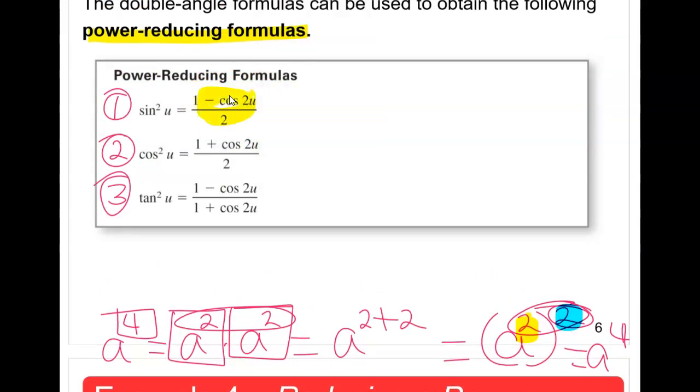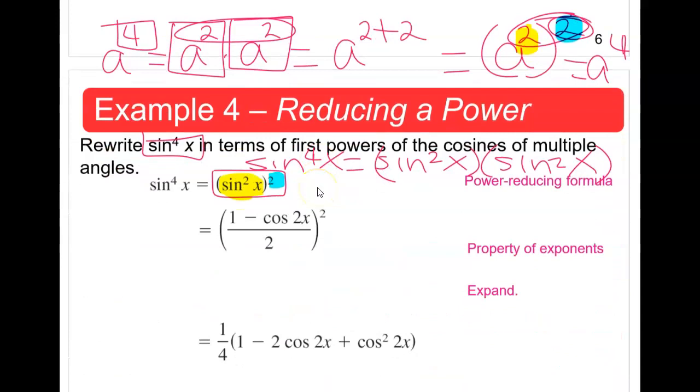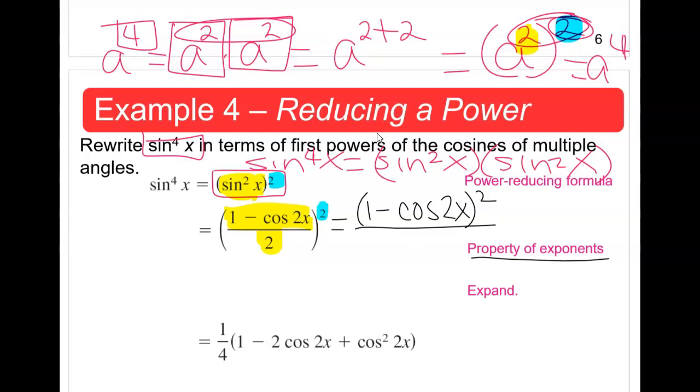So 1 minus cosine of 2u divided by 2. We're not using the variable u to denote the angle, so we're using x. So that's why we have 1 minus cosine of 2x divided by 2. And the square, the exponent, is still there. By the property of exponents, we are going to distribute the exponent to the numerator and also to the denominator. So we will have something like that. And here we will have 2 to the power 2.